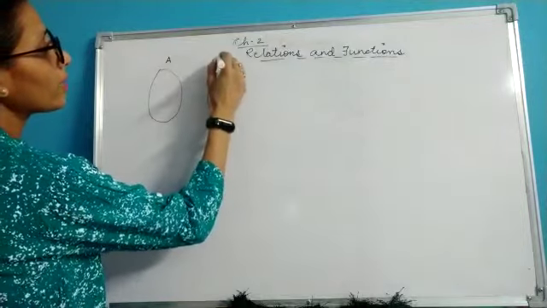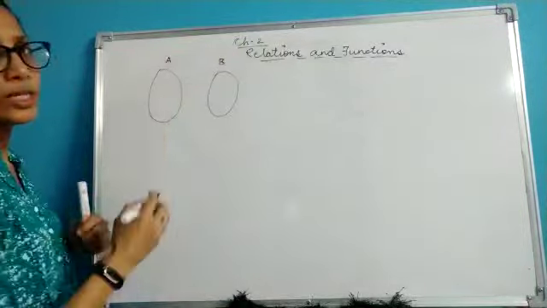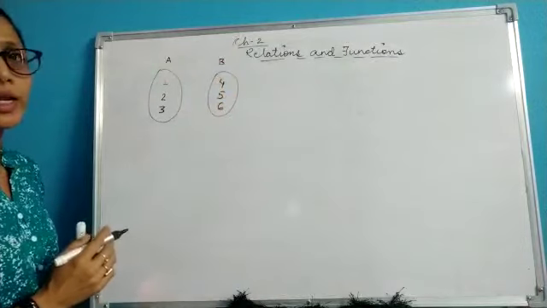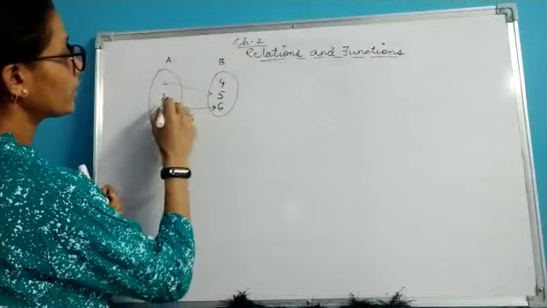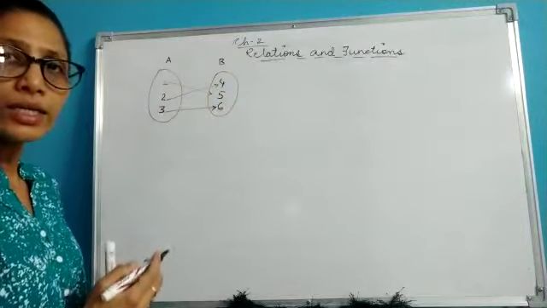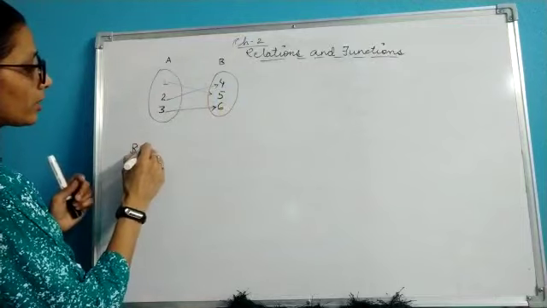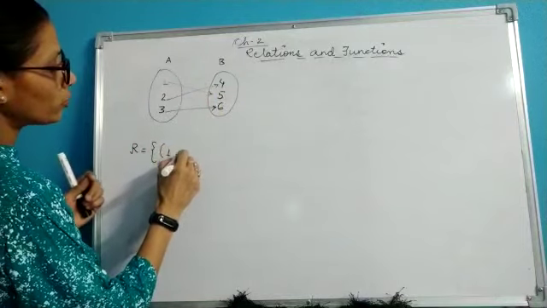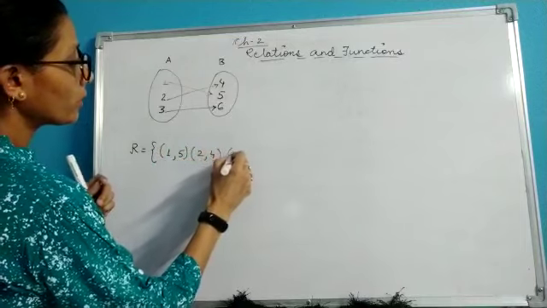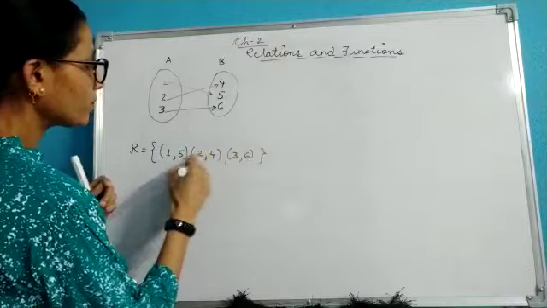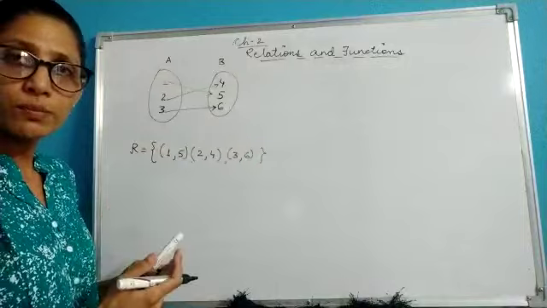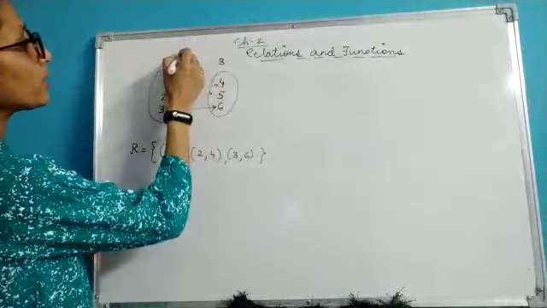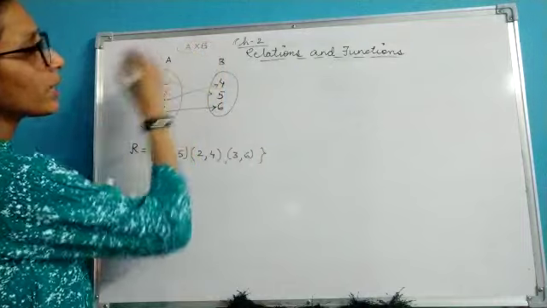Say I have two non-empty sets containing 1, 2, 3 and 4, 5, 6 as their elements. Now if I say 1 is linked up with 5, 3 is linked up with 6 and 2 is linked up with 4, then I can define the relation as 1 is related to 5, 2 is related to 4, 3 is related to 6. So here I have written this relation as a subset of Cartesian product from A to B.